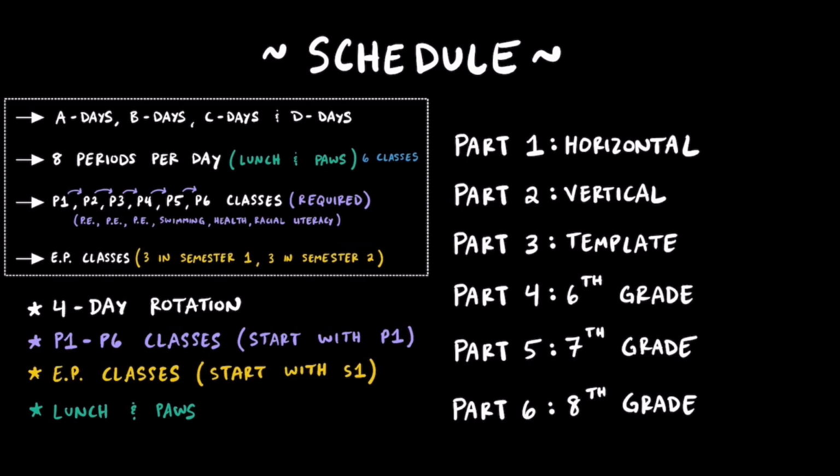Here's what you'll find in the rest of this video. In part 1, I'll go over the colorful schedule you'll find on PowerSchool that's written horizontally. In part 2, I'll go over the vertical schedule you can find on PowerSchool, but you'll also be given that when you come to school.